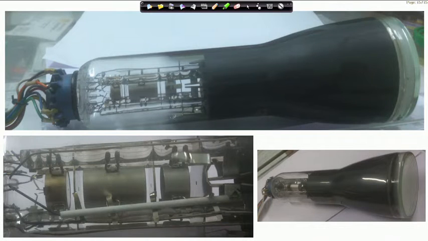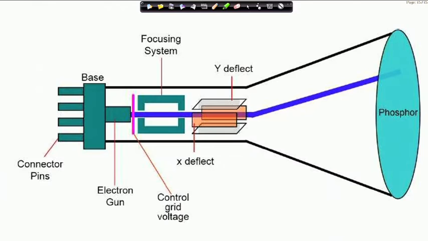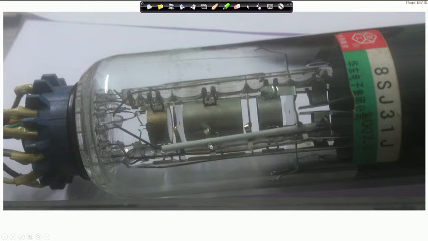So, what is there inside? I think I will switch off this one. It is a very nice demonstration, one can learn many things. As I told, it is in the picture. The main part is focusing, and then this electron gun giving the electron, and then the focused electron, then y deflection, x deflection, right, as I showed you.